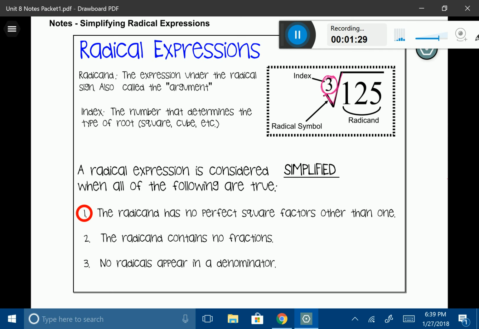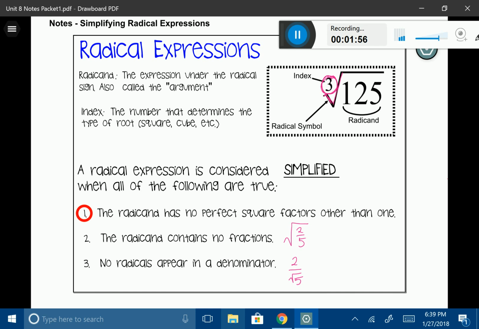The other 2 rules that must be followed, number 2 is the radicand contains no fractions. So you can't have something like this. You can't have 2 over 5 underneath the radical symbol. It's not allowed. We'll talk about that a little bit later on in the unit. And then number 3, no radicals appear in the denominator. So you can't have something like 2 over the square root of 5. That's not allowed. So we're going to talk about that a little bit later on as well.